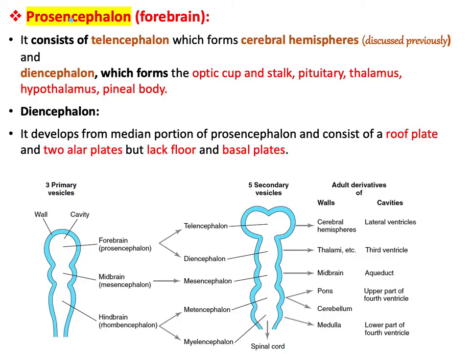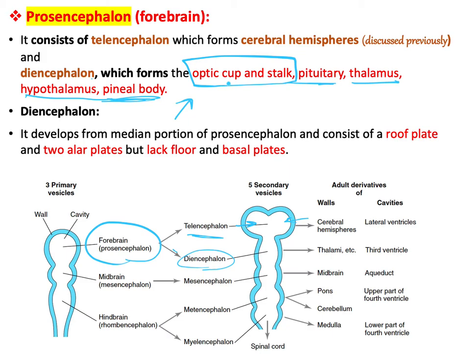Another part of the forebrain, or prosencephalon, is the diencephalon. No need to remind you that the prosencephalon, one of the primary vesicles, gives the telencephalon, which gives the cerebral hemispheres, and it also gives the diencephalon. And the diencephalon will give very important structures like the thalamus, hypothalamus, pineal body, and pituitary gland, plus a very important structure, the optic cup and stalk.